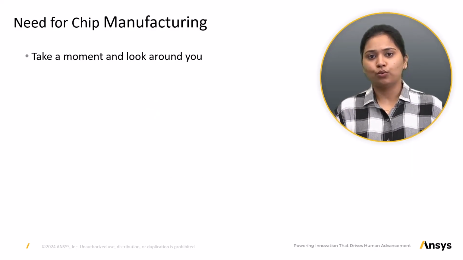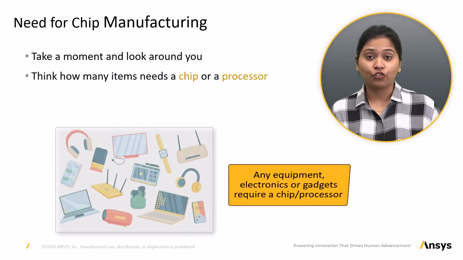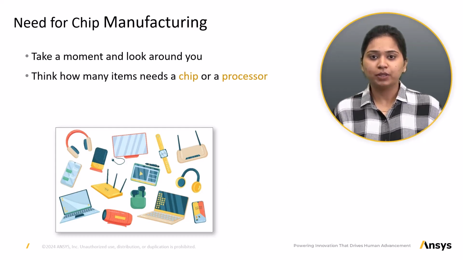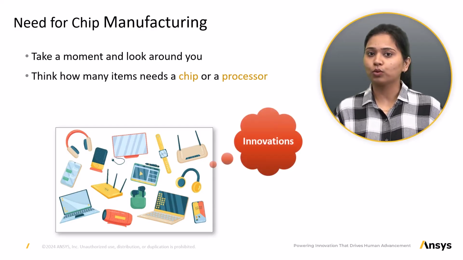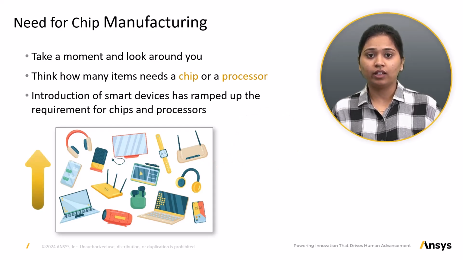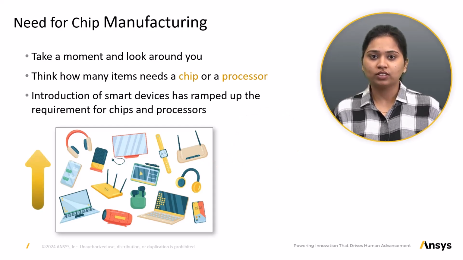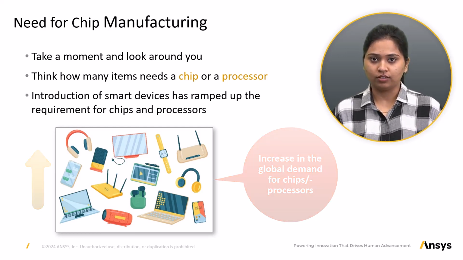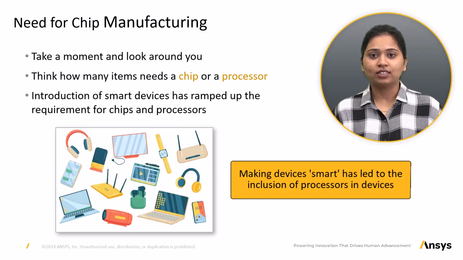Take a moment to look around you. Consider how many pieces of equipment, electronics, or gadgets require a chip or a processor. We have evolved as a species, bringing innovations to almost every field. These advancements have led to an increase in the number of devices with a processing unit, affecting the global demand for chips and processors. The trend of making devices smart has led to the inclusion of processors in devices where they were not previously needed.